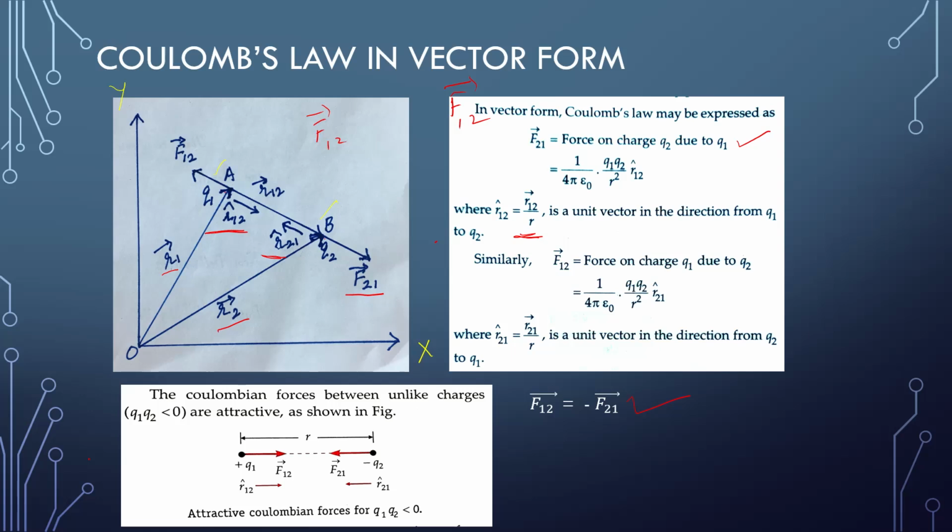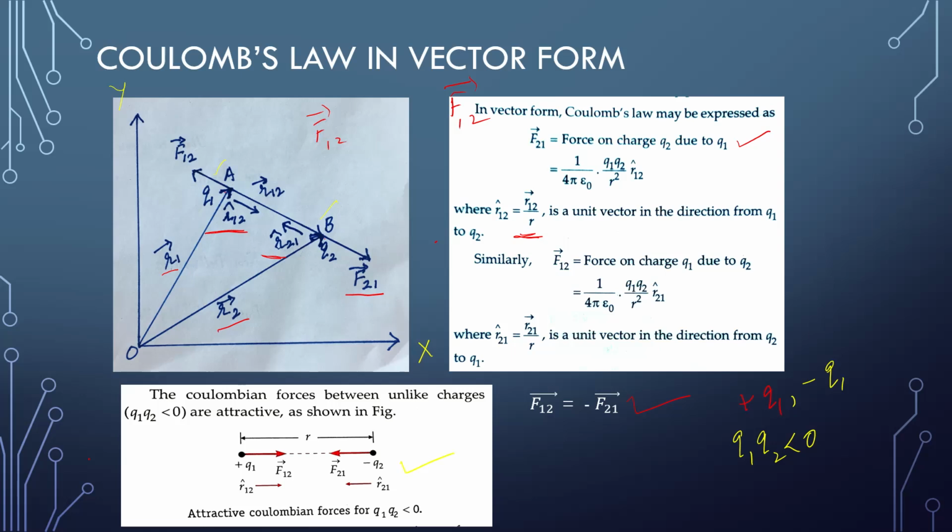Also, the Coulombian forces between unlike charges. What do we mean by unlike charges? Here unlike charges means that the two charges, one is positive and one is negative. Then the product of Q1 and Q2 will always be less than 0, because we have a positive and a negative charge, plus Q1 and minus Q1. Then Q1 Q2 will be less than 0, and that means the two charges are equal and opposite.